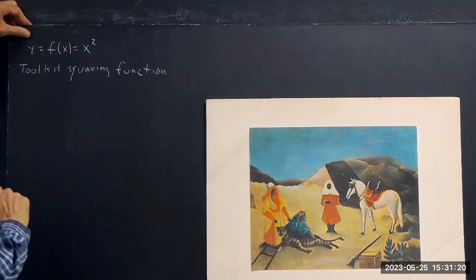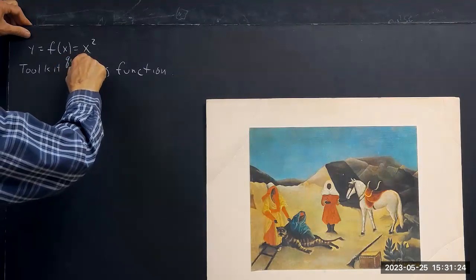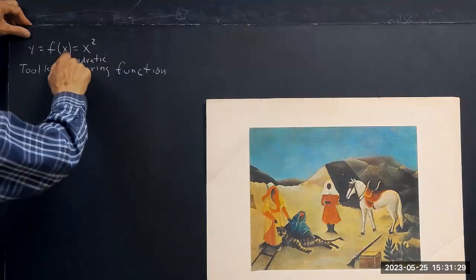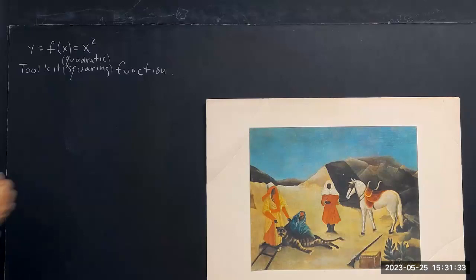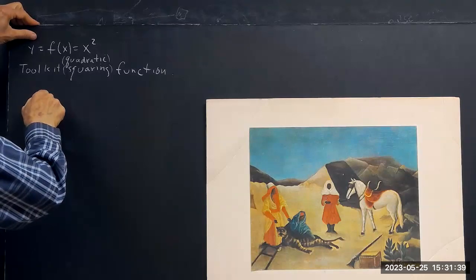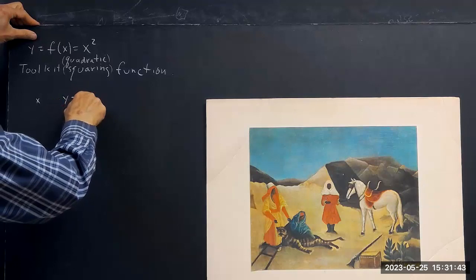It could also be called the toolkit quadratic function. We want to graph this function. So we make a table. We put x here. Put y equals x squared.